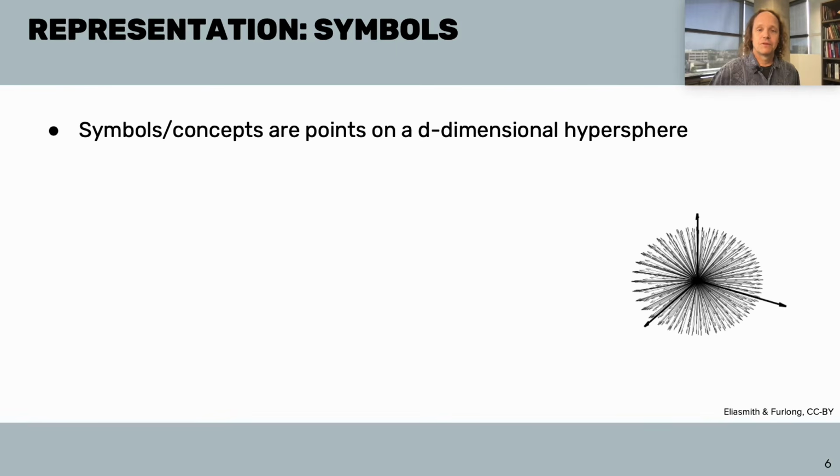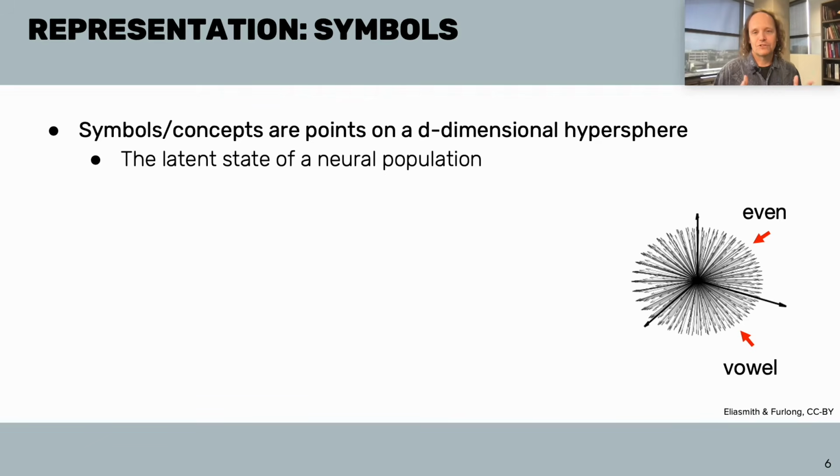Beginning with the first, we can think of concepts or symbols that are used as being points on a high-dimensional hypersphere. This is a very standard way of thinking about concepts in neural networks. Of course, I can't draw a high-dimensional hypersphere, so I've drawn a 3-dimensional sphere. And we can think of symbols in this way by just labeling particular vectors. So maybe that is the even vector, and maybe this is the vowel vector. We'll think of those as being the latent state of a neural population. So this notion should be fairly familiar, and throughout most of the tutorial, we'll be generating those vectors randomly.